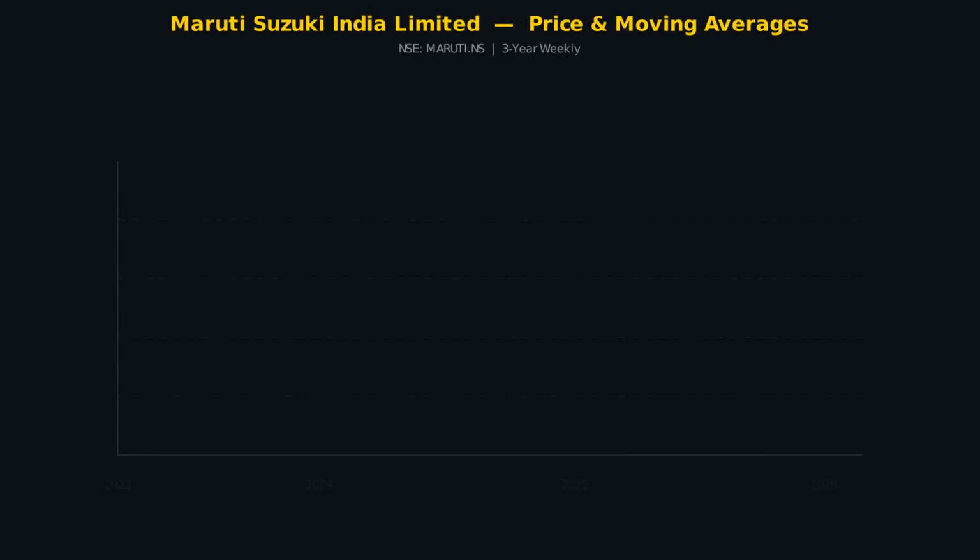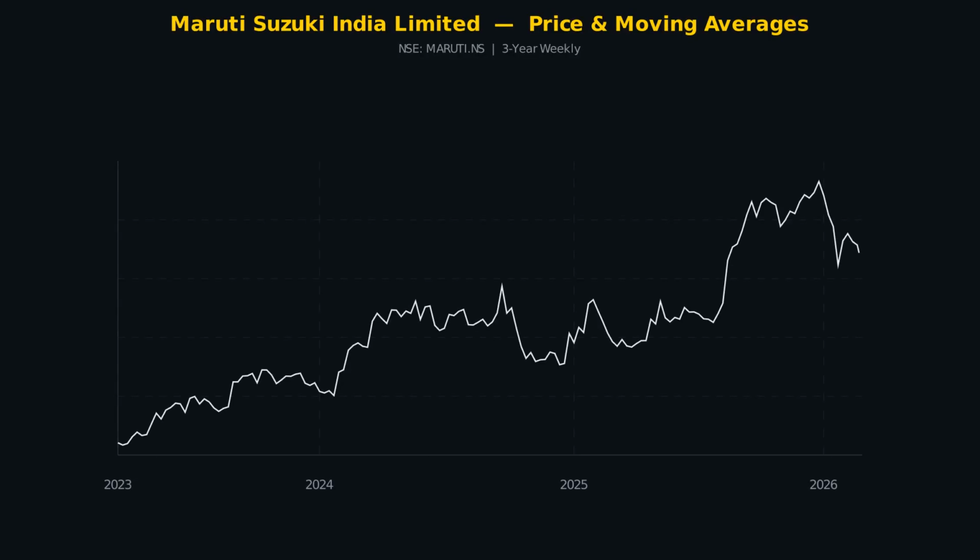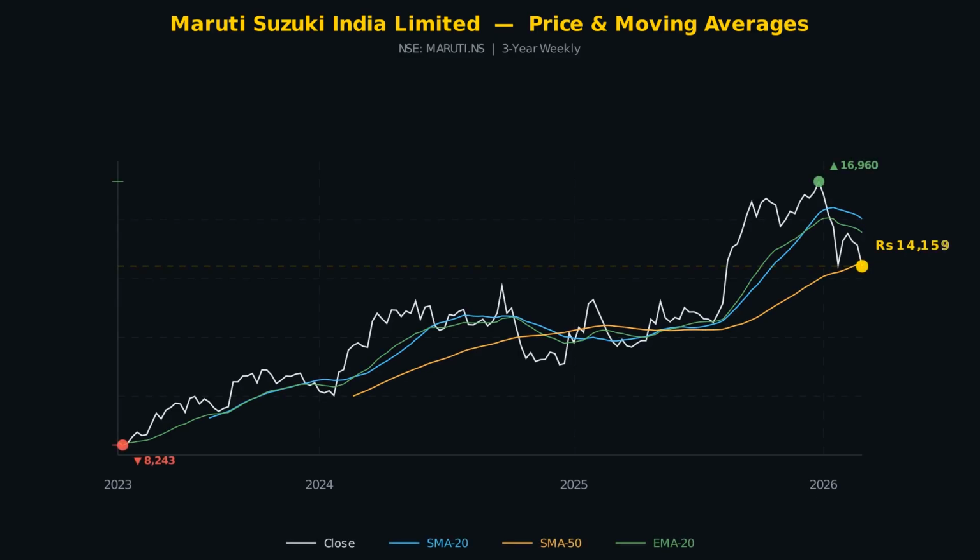Maruti Suzuki India Limited is currently at Rs 14,159. The SMA 20 is at 15,726, and the SMA 50 is at 14,262. Price is below the 50-period average, indicating a downtrend. Watch how the moving averages act as dynamic support and resistance throughout the 3 years of price history shown here.